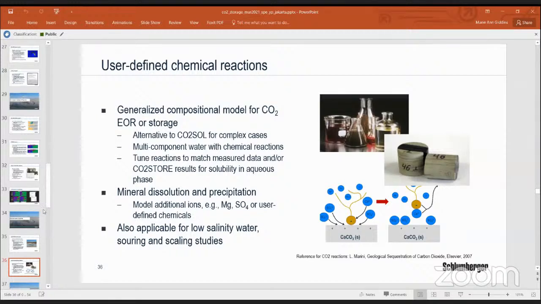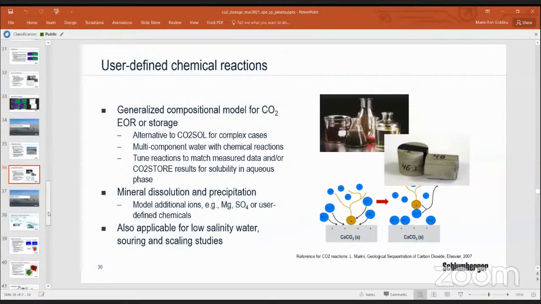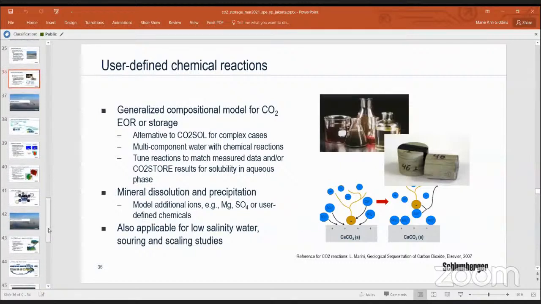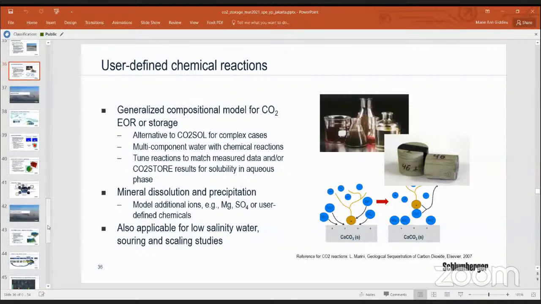Although it may be quite a hard job to build such a model, you might want to start with a simplified model to understand how sensitive things might be to chemical reactions before you build a very complex case.